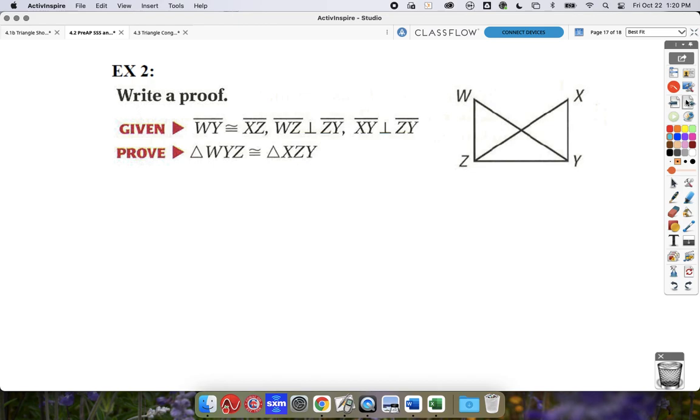WY and XZ, can I mark it like this? Is that going to bother anybody? No. WY and XZ are the same? Yeah. I'm trying to find out which triangle we're talking about. Can you spread it out? Wait, it's not lights. Oh, I get it.